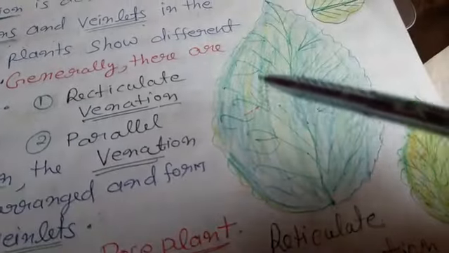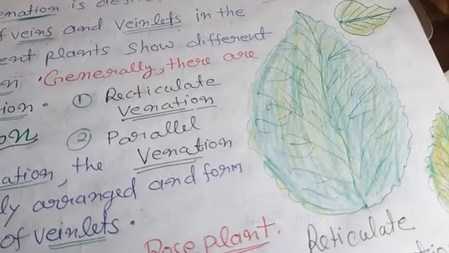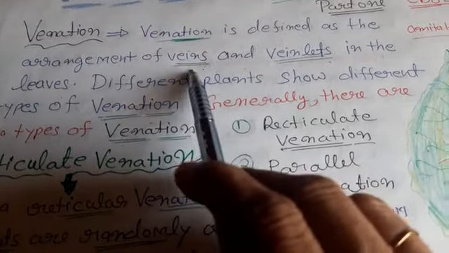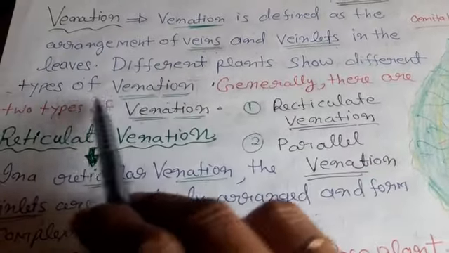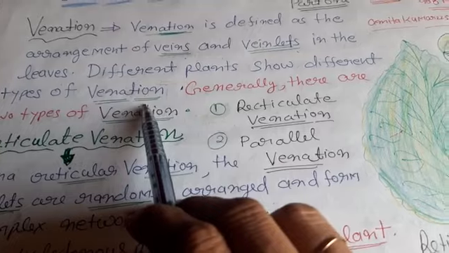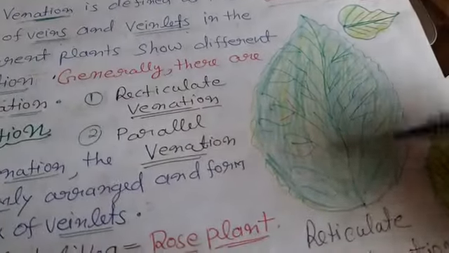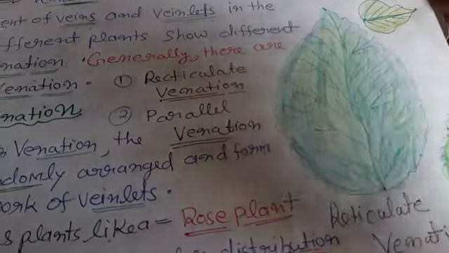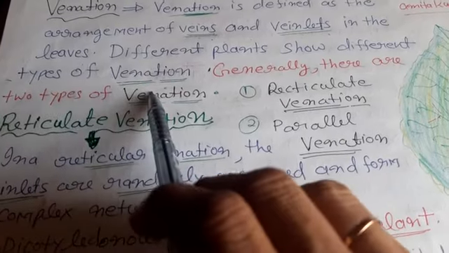Arrangement of veins is called venation. Venation is defined as the arrangement of veins and veinlets in the leaves. Different plants show different types of venation, which means different types of vein arrangement are seen in the leaves of different plants.